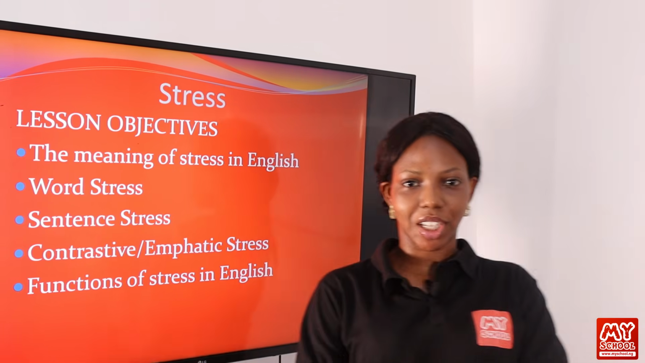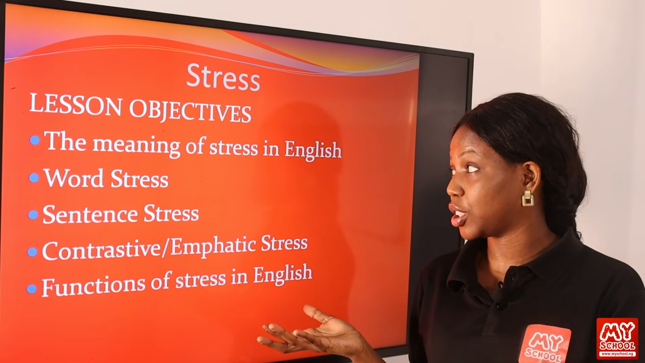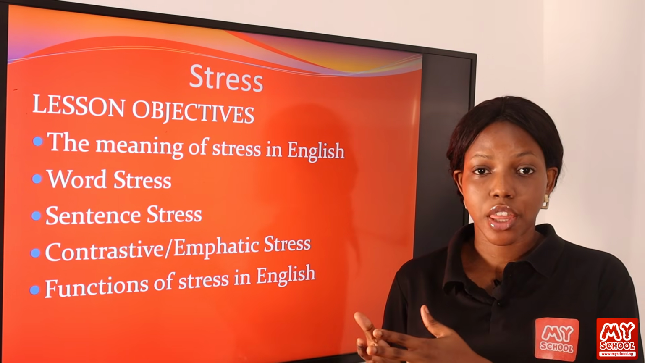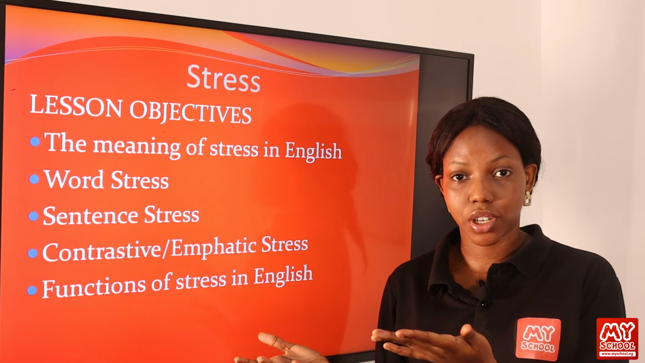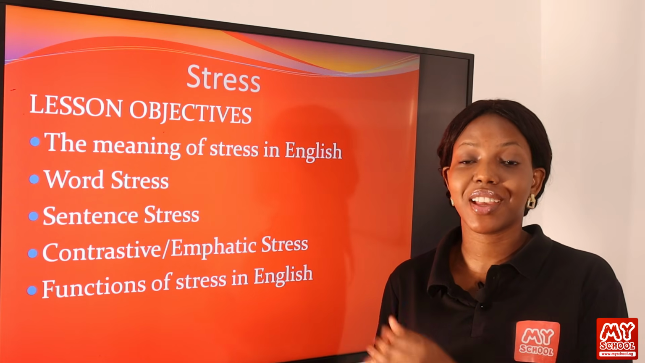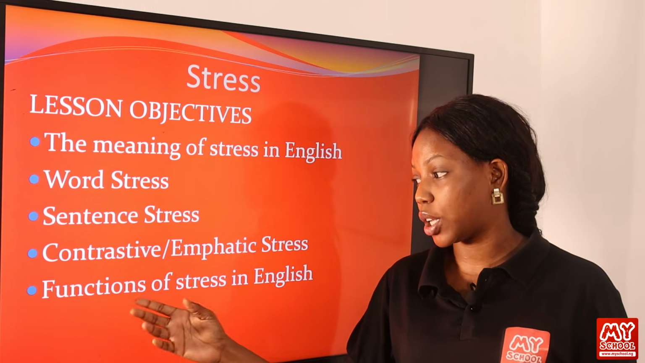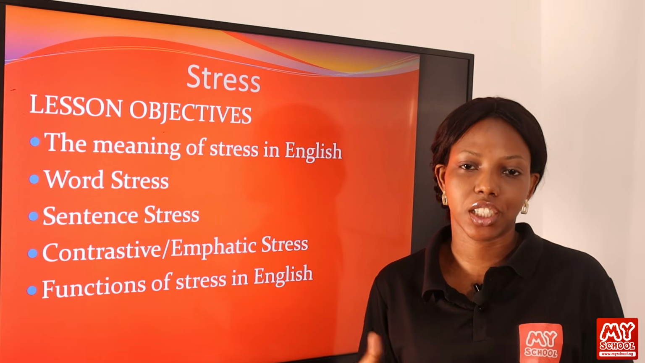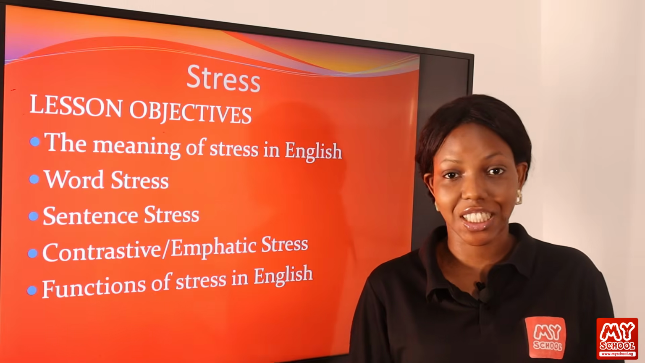Welcome back to my school channel. So these are the objectives for today's lesson. We're going to be starting with the meaning of stress in English language. Then we'll go further into word stress. We'll look at sentence stress. Under each we have subtopics. We'll get to know the subtopics subsequently. Then we'll look at contrastive stress, and then lastly we'll take a look at the function of stress in English language. So let's start with the first objective, which is the meaning of stress in English language.